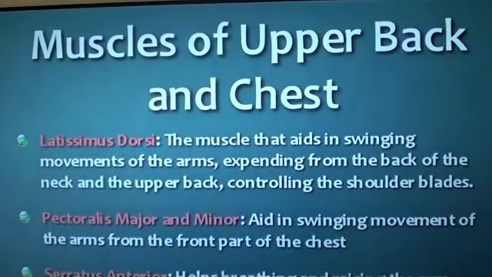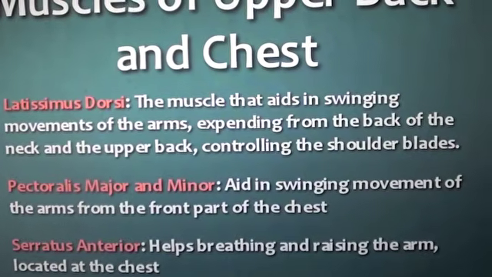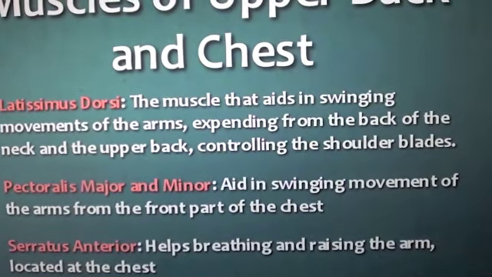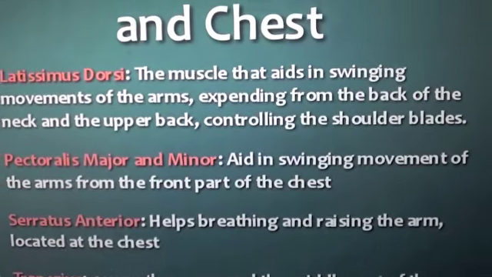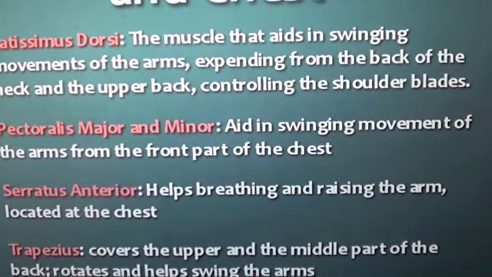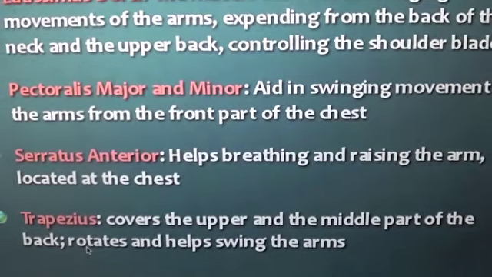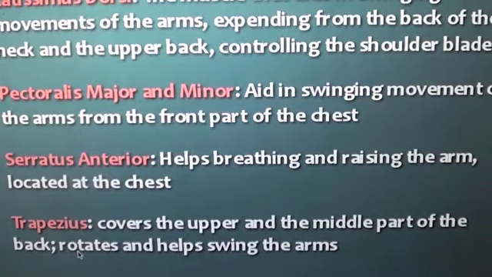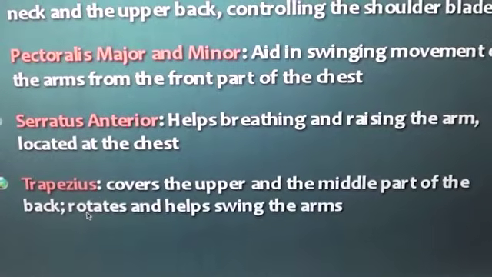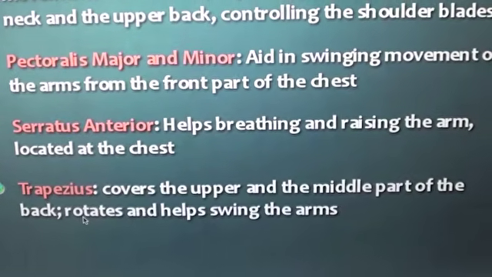Muscles of upper back and chest. Latissimus dorsi, the muscle that aids in swinging movements of the arms, expanding from the back of the neck and the upper back, controlling the shoulder blades. Pectoralis major and minor, aids in swinging movement of the arms from the front part of the chest. Serratus anterior, helps breathing and raising the arm, located at the chest. Trapezius muscle covers the upper and the middle part of the back, rotates and helps swinging the arms.